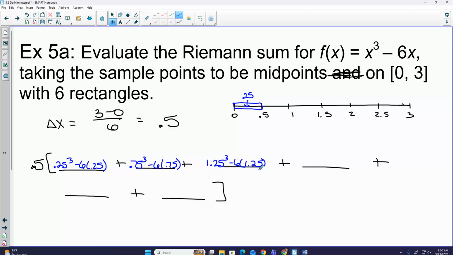Then 1.25 cubed minus 6 times 1.25. 1.75 cubed minus 6 times 1.75. 2.25 cubed minus 6 times 2.25. And 2.75 cubed minus 6 times 2.75. So I'm going to plug this in.